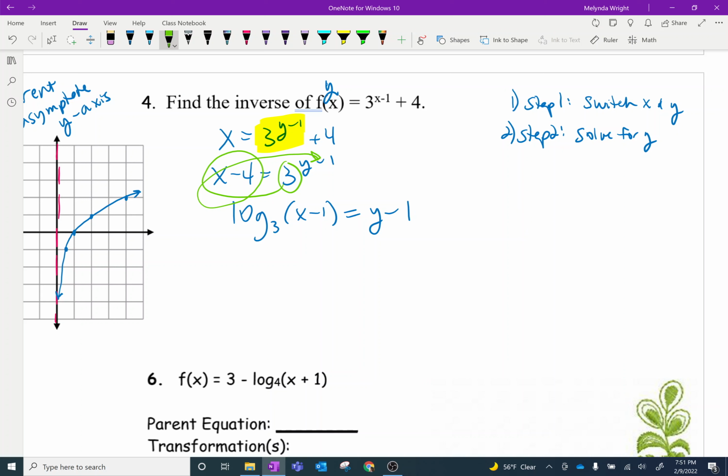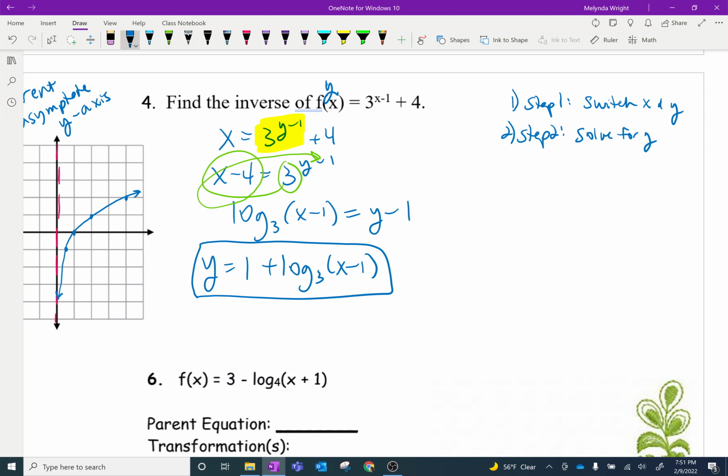Okay, so let's solve for y. We have one more step. Let's move the 1 over. So y is 1 plus log base 3 of x minus 1. The reason that we went through this exercise where we're finding the inverse is so that we could really realize and point out that exponentials and logarithms are inverses of each other. They are very closely related. They are inverses of each other, and this is a demonstration of how that happens.